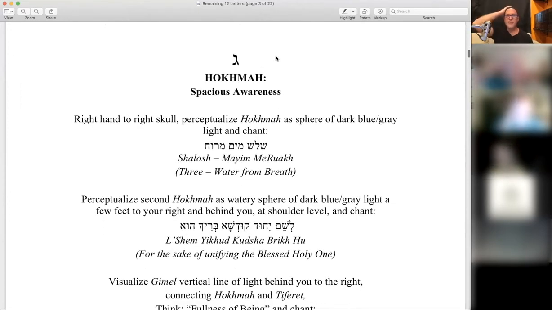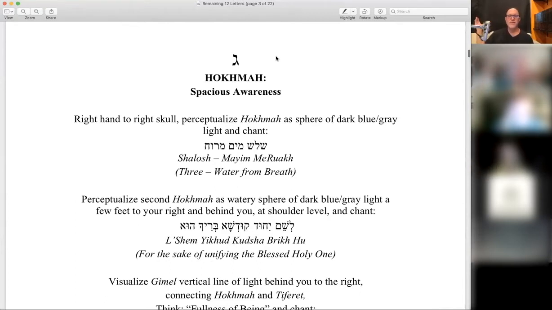Seeing the sphera of ocean colors, Shalosh. Shalosh mayim meruach. The space of awareness itself, vast and open. Seeing the second Chokhmah behind you at shoulder level to your right, the Shem.